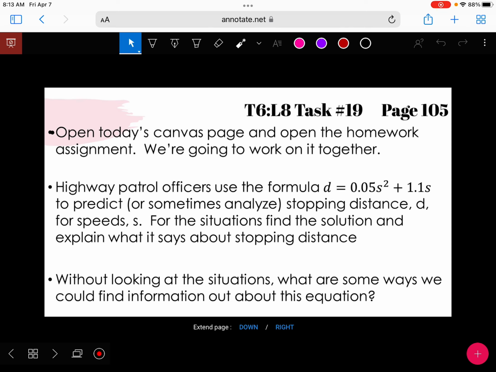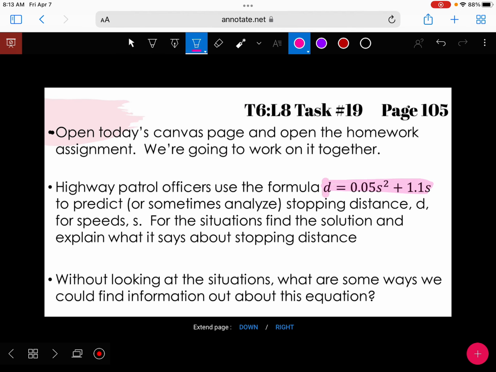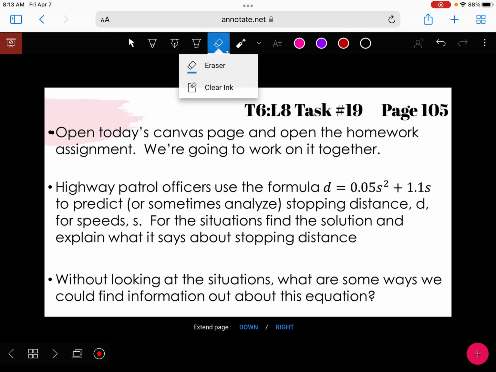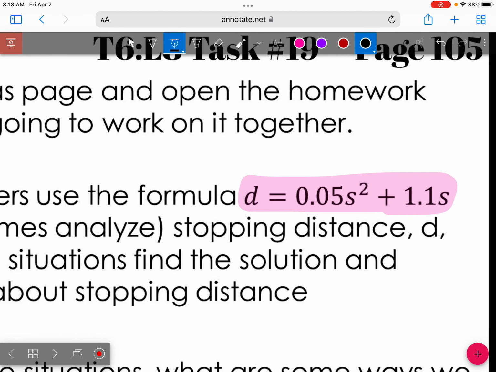So highway patrol officers use this formula, which I've given you here. You're given this formula to predict or analyze the stopping distance. So D stands for distance.